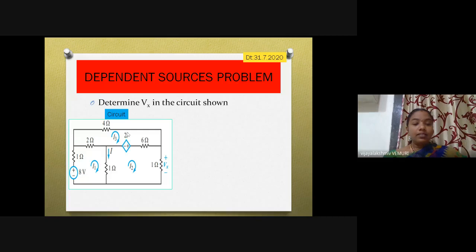I is the current flowing through this 1 ohm resistor, which is nothing but the branch current through this 1 ohm resistor. How is the direction of I? The direction of I is downward. Which current is in the same direction as I? I1. So the current flowing through the 1 ohm resistor will be I1 minus I2, because this I2 is coming in the reverse direction.